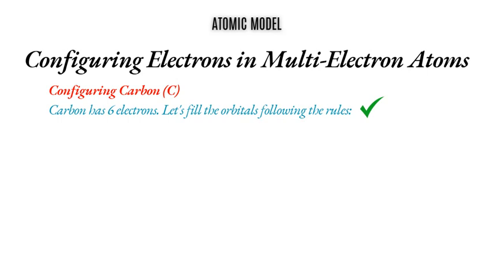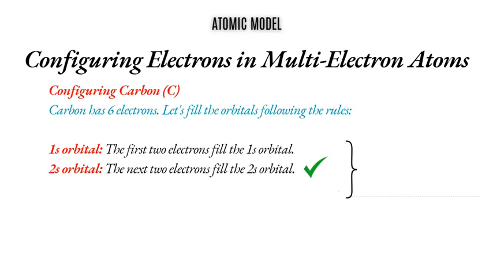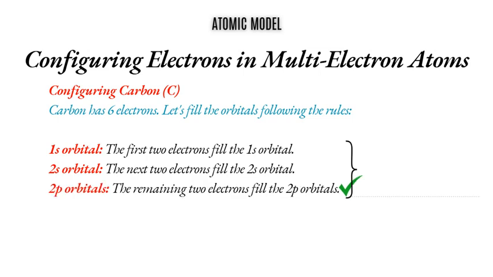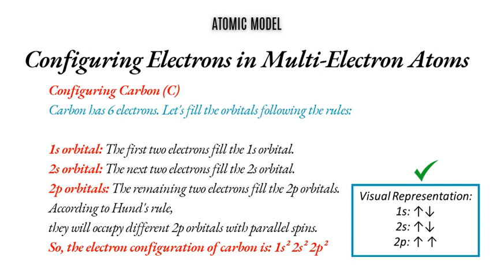Example: we shall consider configuring a carbon atom. Carbon has 6 electrons. Let us fill the orbitals following these rules. 1s orbital: the first 2 electrons fill the 1s orbital. 2s orbital: the next 2 electrons fill the 2s orbital. 2p orbital: the remaining 2 electrons fill up the 2p orbitals. According to Hund's rule, they will occupy different 2p orbitals with parallel spins. So the electron configuration of carbon is 1s2, 2s2, 2p2. And in the diagram, you can see the visual representation of electrons in each orbital.